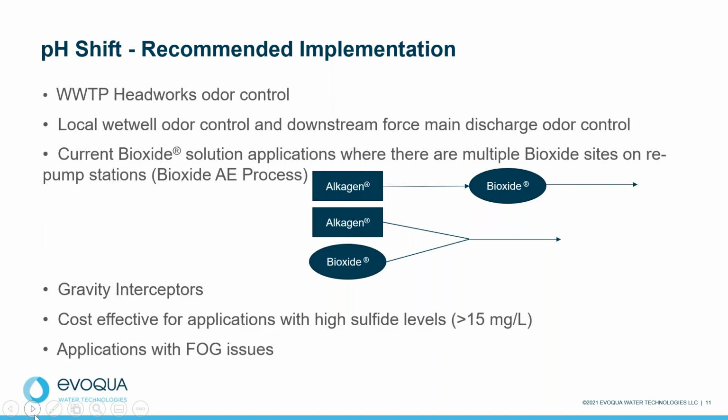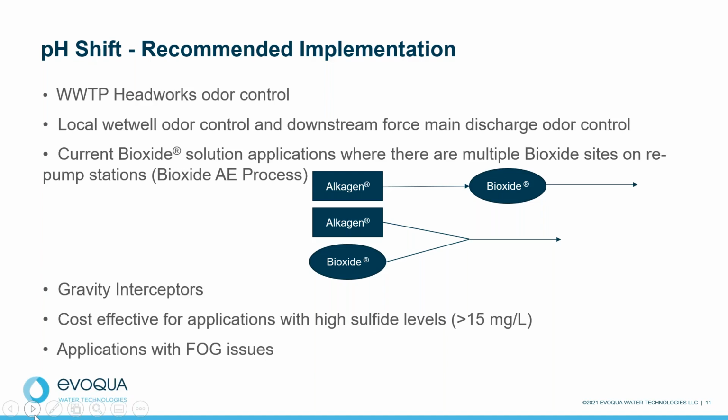We've also used Alkagen in gravity interceptors. We've used Alkagen in instances where they're doing work on gravity lines. So if the city was going to do some repair work on concrete or have to expose a gravity interceptor to the atmosphere, we've been able to feed Alkagen right at their work site and control odors where they have the water open to atmosphere.